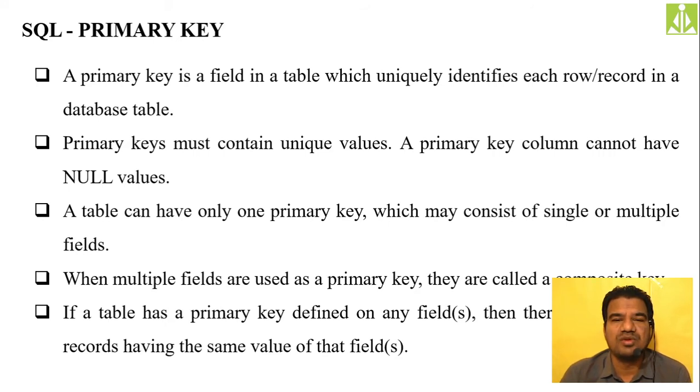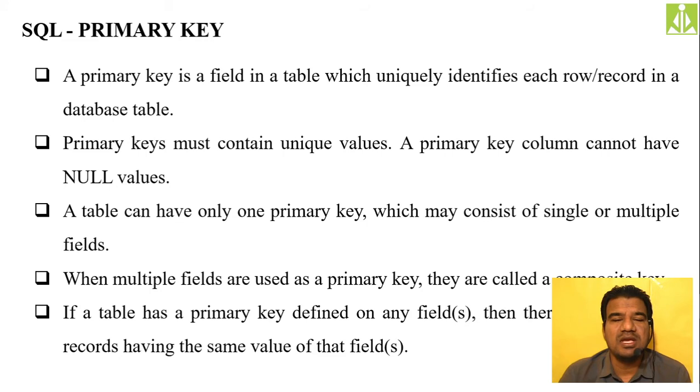So where do we have to impose this primary key in a table? We have to impose this primary key on the roll numbers of the students, or if you are creating a customer table, on the customer IDs, because these are going to be different for all the customers.